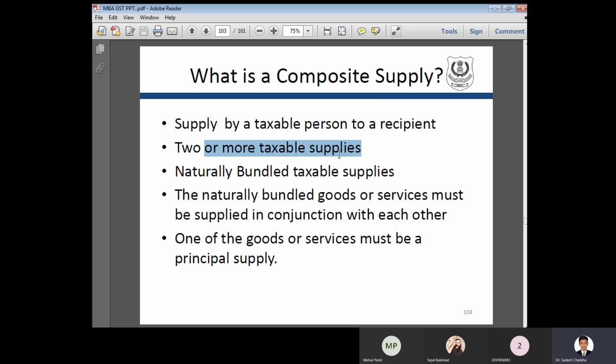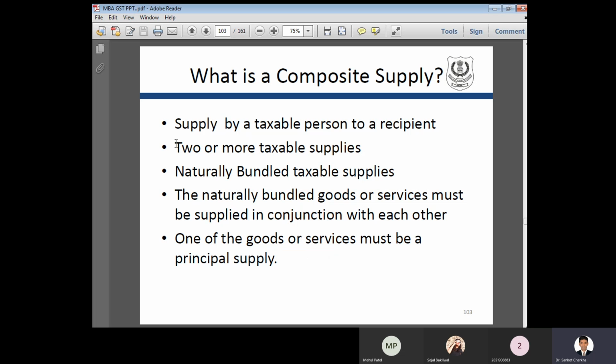Naturally bundled taxable supply. So always the particular combination should be in a naturally bundled state. If the composition is not naturally bundled, then you cannot call it a composite supply. You cannot call that particular supply a part of a composite supply. So always it must be in a naturally bundled way. The naturally bundled goods or services must be supplied in conjunction with each other. Conjunction means together. So the particular supply that you are making for the two goods and services must be together. Unless and until they are together, jointly with each other, you cannot call it a composite supply. And lastly, one of the goods or the services must be a principal supply.